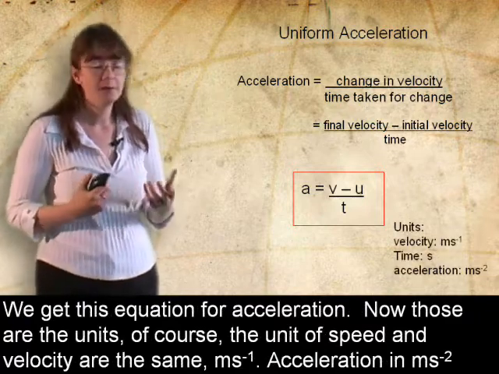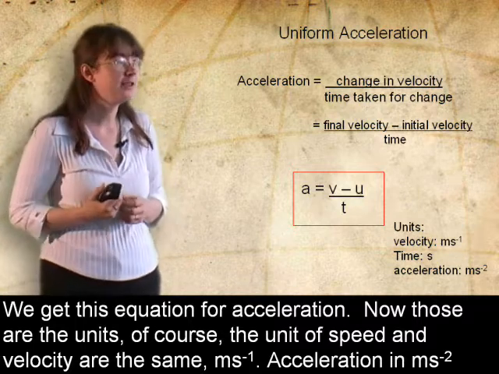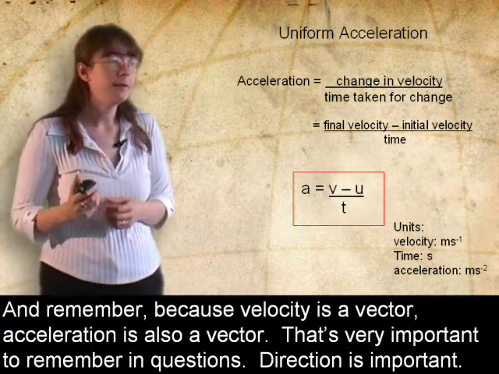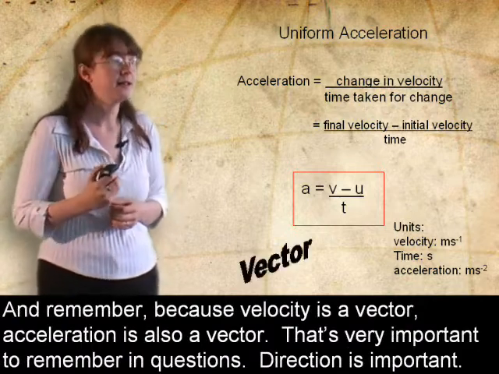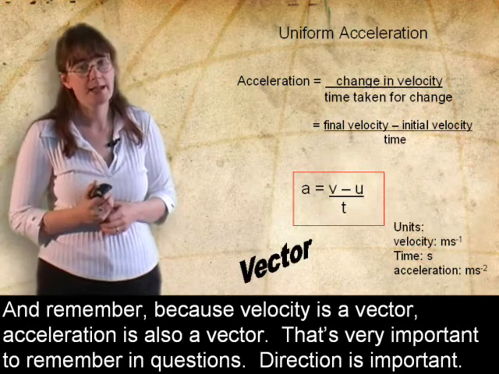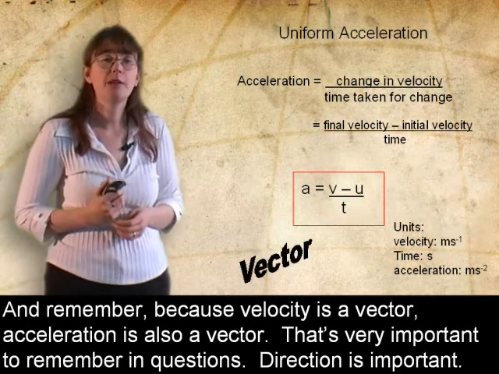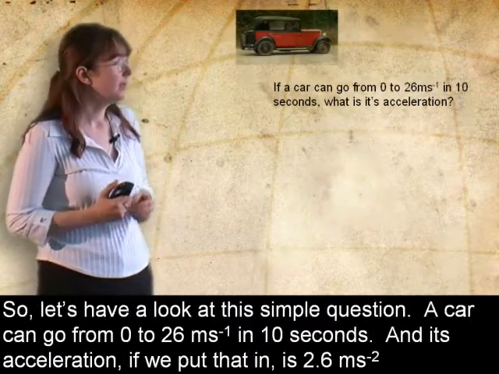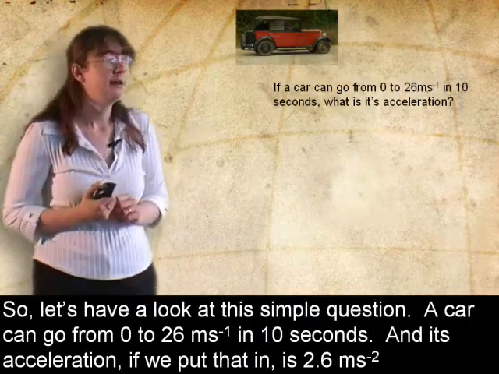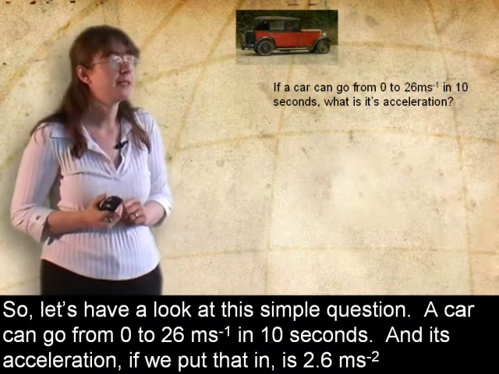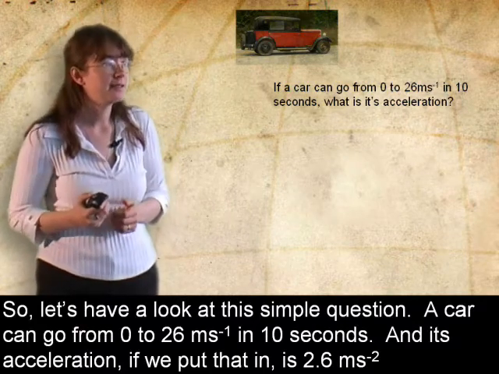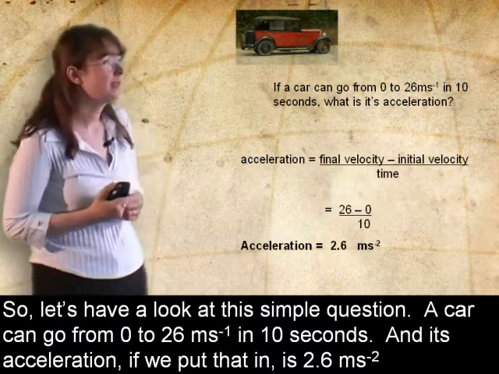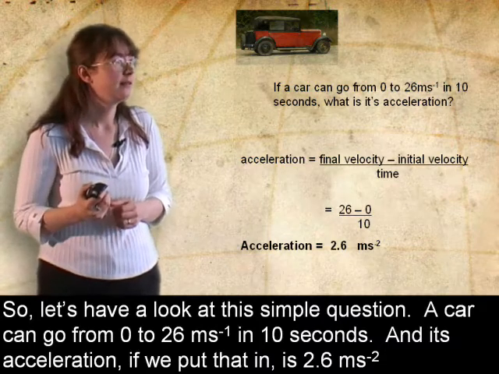Now those are the units. Of course, the units of velocity and speed are the same, meters per second. Acceleration is in meters per second squared. And remember, because velocity is a vector, acceleration is also a vector. That's very important to remember in questions. Direction is important. So, let's have a look at this simple question. A car can go from 0 to 26 meters per second in 10 seconds. And its acceleration, if we put that in, its acceleration is 2.6 meters per second squared.